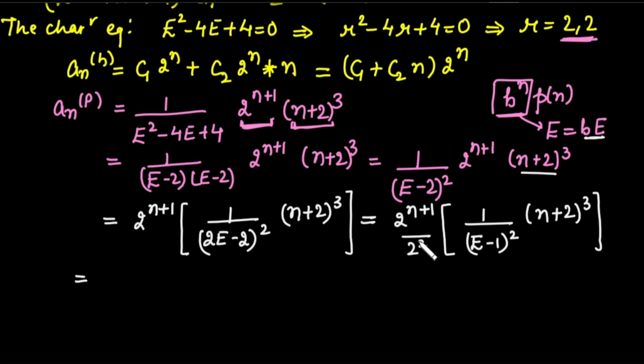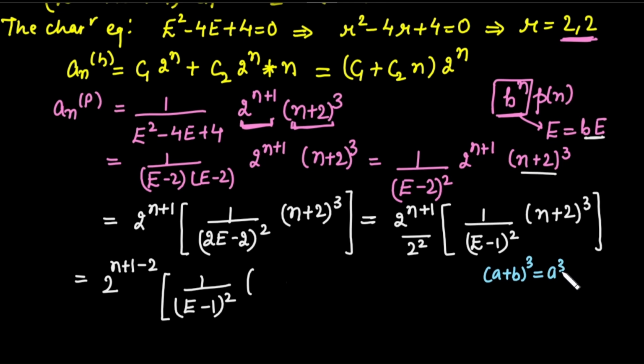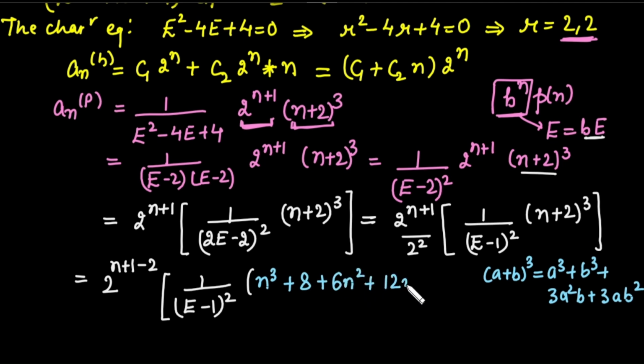Simplify this. This is equal to, adjust this power here. This is 2 raised to power n plus 2 minus 2. And we can write here as 1 upon e minus 1 whole square as it is. Expand this. What is the value of a plus b whole cube? This is equal to a cube plus b cube plus 3a square b plus 3ab square. So we can write it as n cube plus 8 plus 6n square plus 12n.